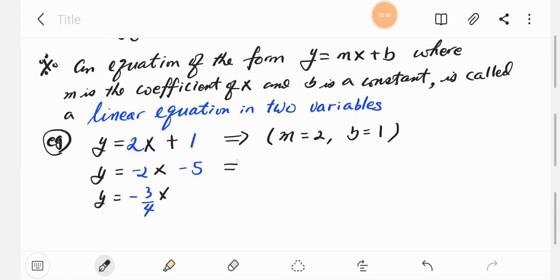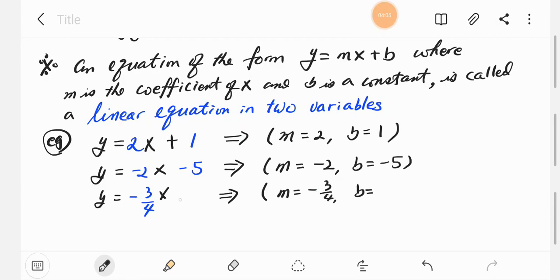How about the second equation? In the second equation, m is equal to negative 2, because the coefficient of x is negative 2. Then the constant part is negative 5, so b is equal to negative 5. And the third one, the coefficient of x is negative 3 over 4, so m will be negative 3 over 4. And how about b? There's nothing, so plus 0, so b should be 0.